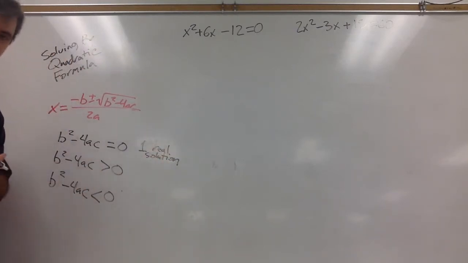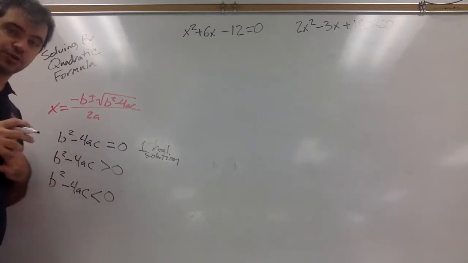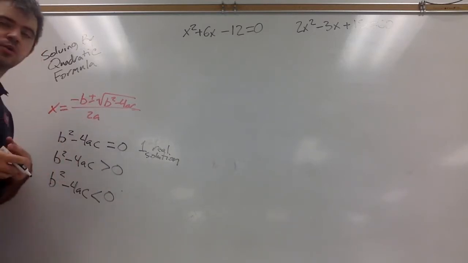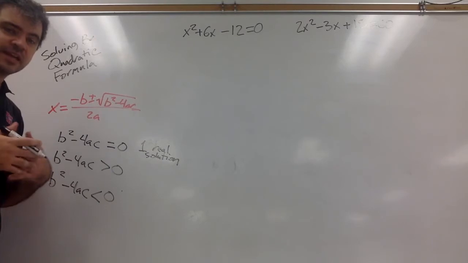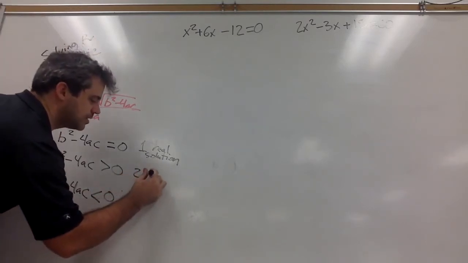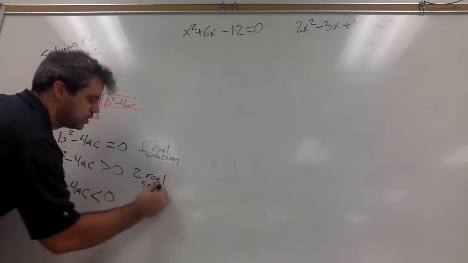If it's positive here, we're going to have two solutions. And whenever we take that square root, it's going to get us a real number. So we're going to get two real solutions.